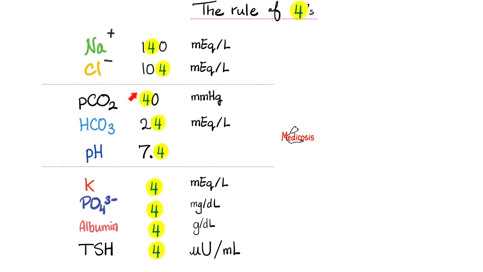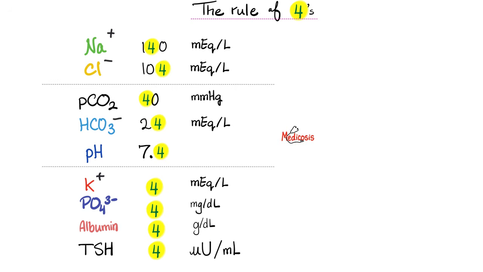Next, today's topic, acids and bases and arterial blood gases. What's the normal arterial partial pressure of carbon dioxide? It is 40, the rule of 4 again. How about the normal bicarbonate concentration in the blood? 24. How about the pH? 7.4. The pH does not have a measuring unit. The normal potassium concentration in the plasma is 4 milliequivalents per liter. Phosphate, 4. Albumin, 4. However, phosphorus is milligrams per deciliter, but albumin is grams per deciliter.